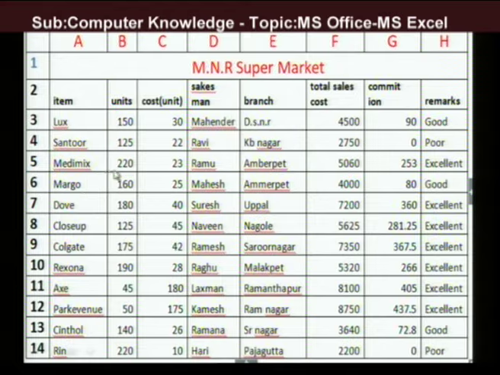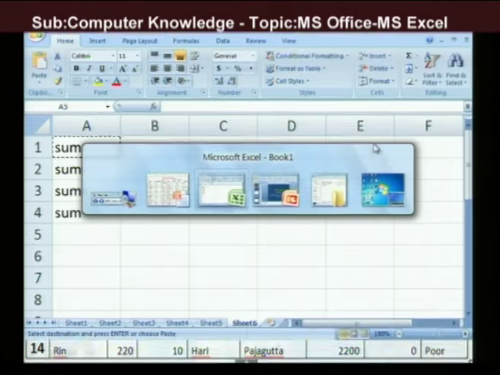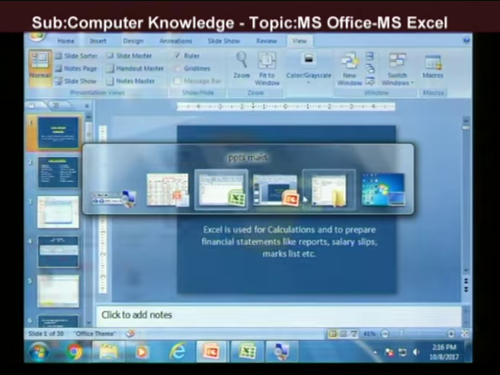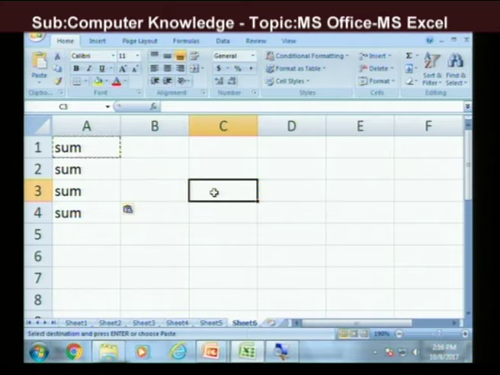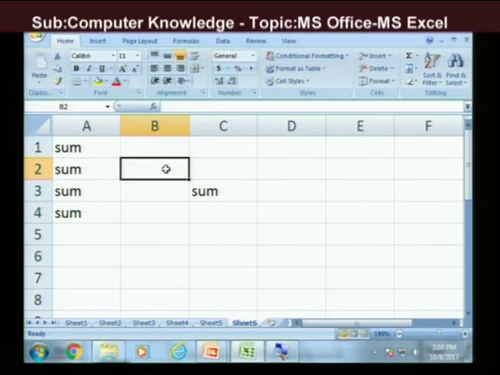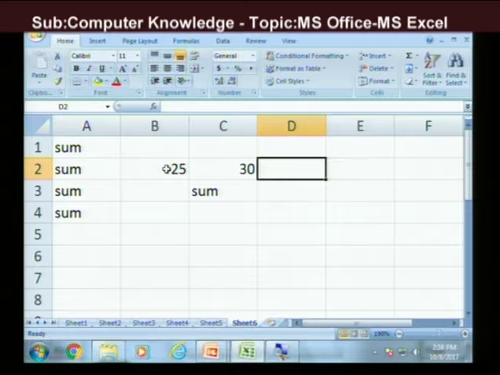So, how to calculate the total sales? This is the shortcut key for calculation of sum. How to calculate the sum in Excel? I have to explain in practical way for simple. For example, 25 and 30. Calculating 25 plus 30.